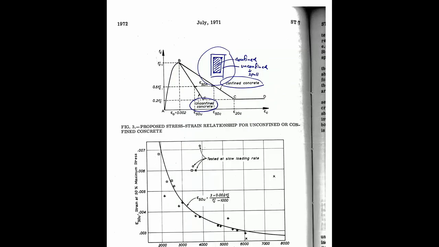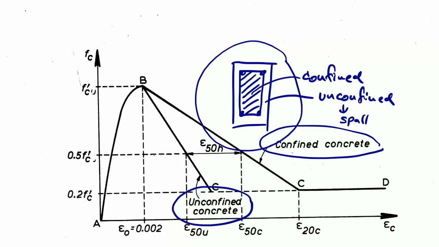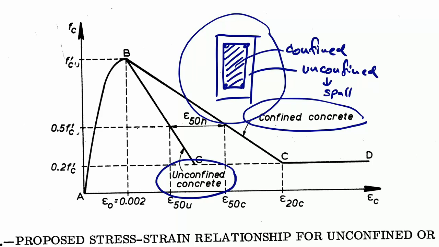So here you can see that for unconfined concrete, once you hit the peak, the difference is that the concrete loses its strength very rapidly. Basically, you can think of it as almost zero strength, because it comes down to about 20% of f'c.